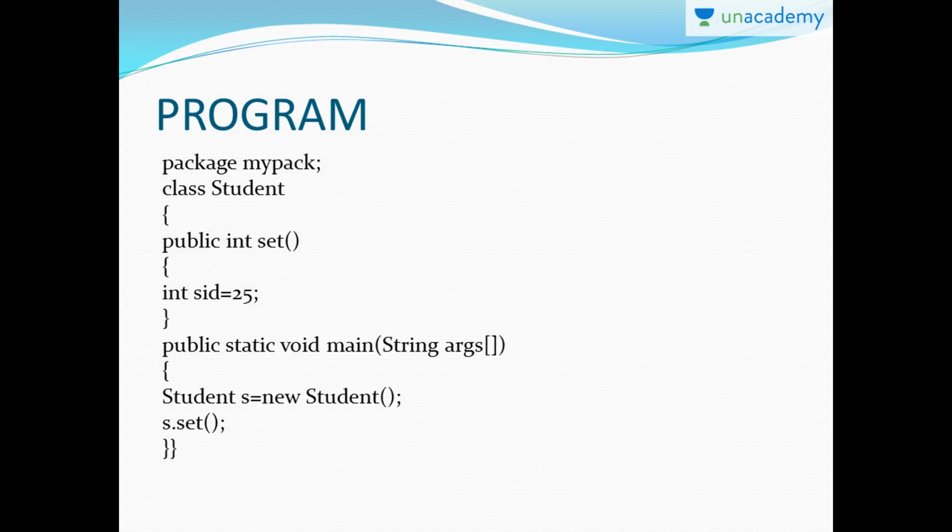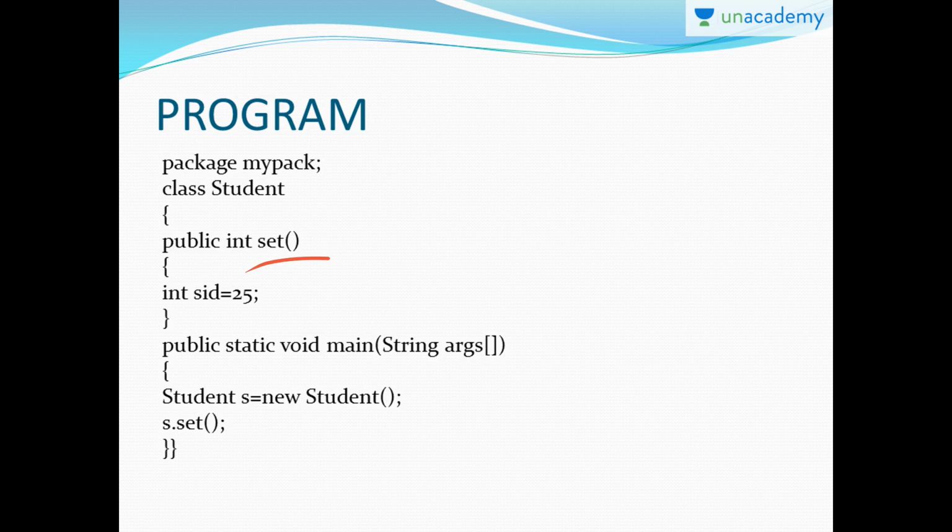This is a very simple program where I'm creating my own package instead of using the predefined packages. As I've told you all, the package statement must be the starting statement. First I'm creating a package: package mypack is the package name which I have given to it, and the semicolon. Then Student is the class name. In Student I have a method called set. Basically I'm trying to set the ID value as 25, so I'm writing a user defined method, that is public int set.